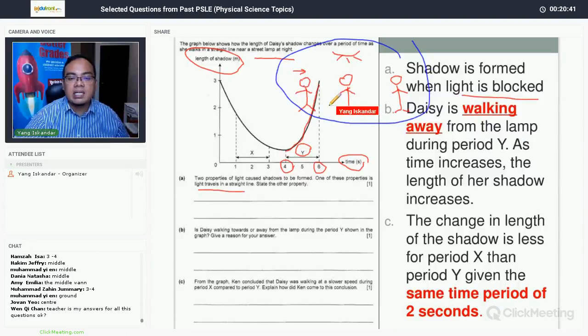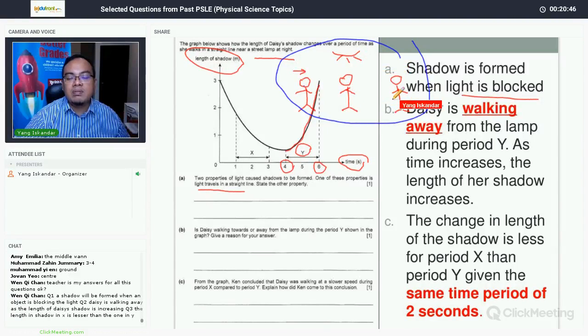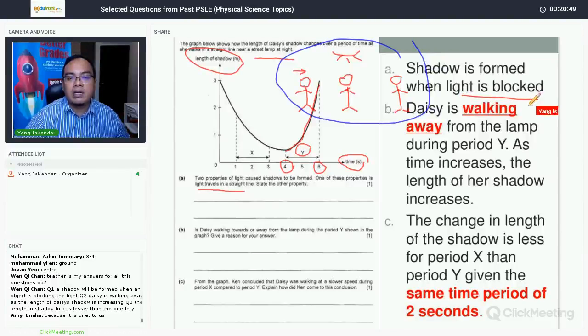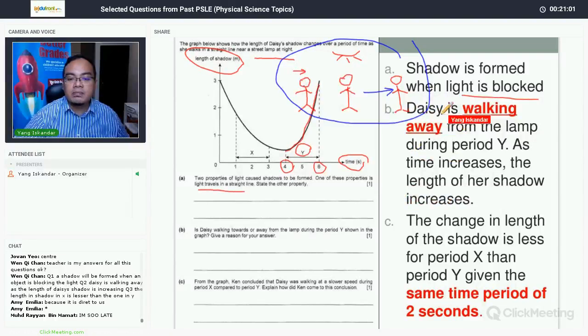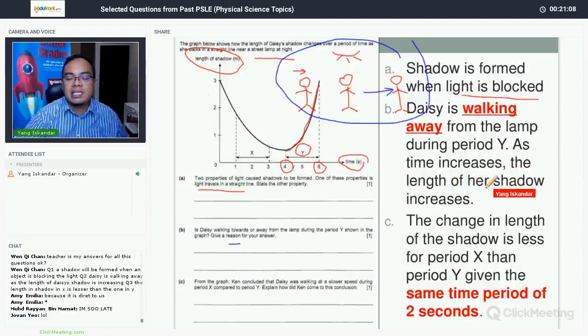Early in the morning, our shadow will be very long. As the sun rises, the shadow will become smaller and shorter, and then going towards the evening, our shadow will go back longer and longer. So in this instance, in period Y, she must be walking away from the lamppost, right? Away from the lamp. Okay, so they ask you to give a reason. Daisy is walking away from the lamp during period Y. Why? Because as time increases, the length of the shadow increases. You can see here, the length of the shadow increases because it is upwards sloping.